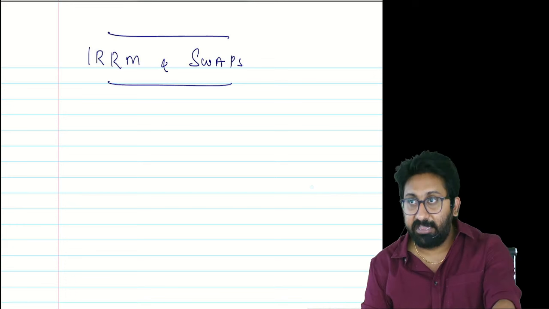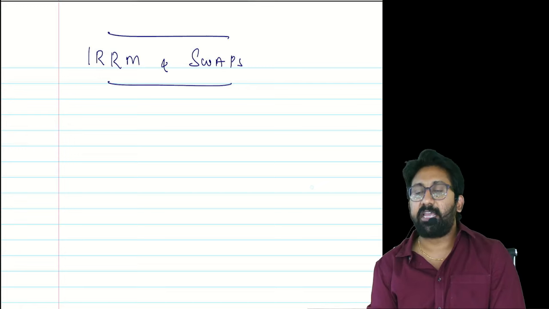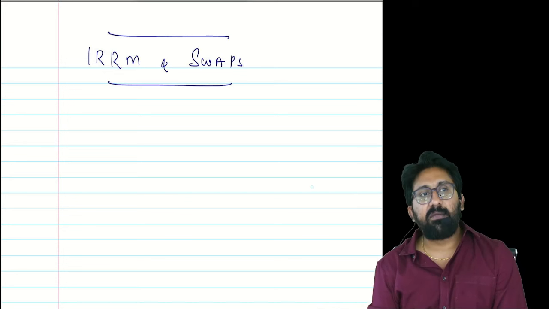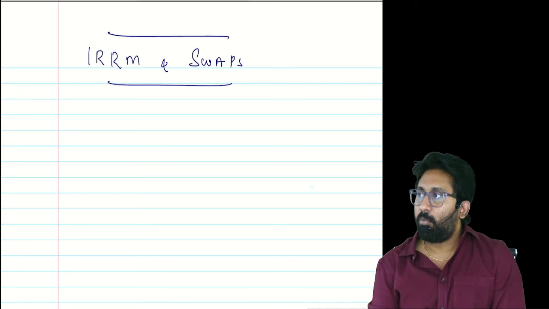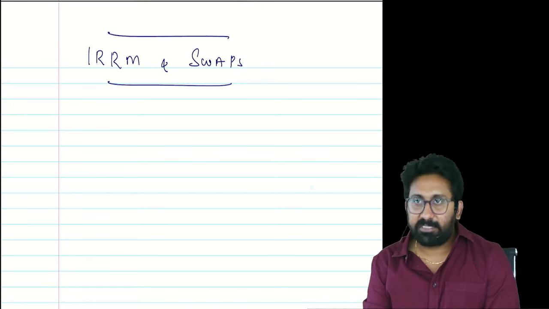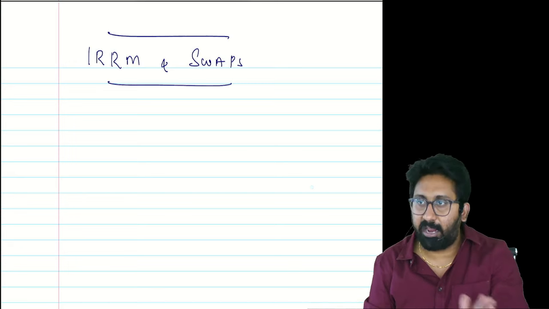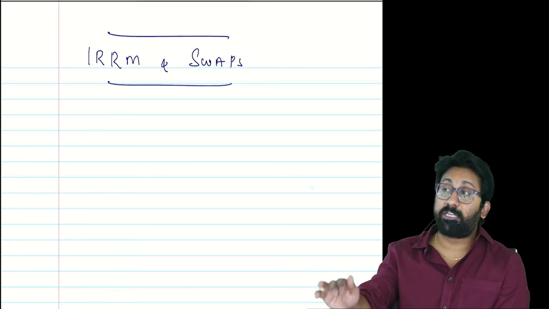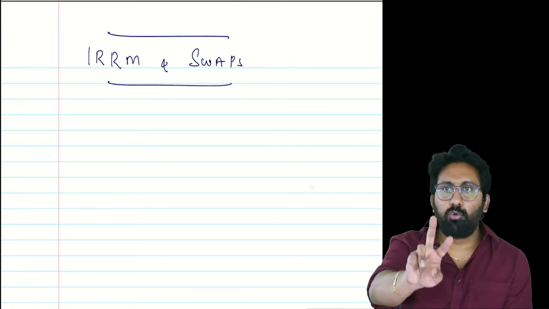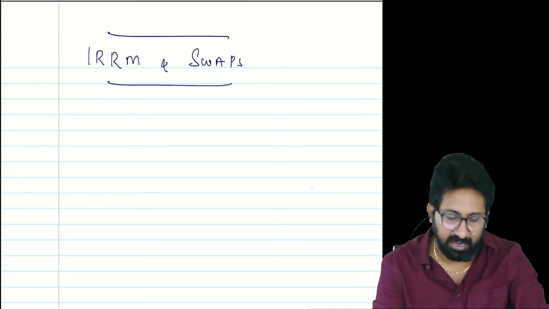In this derivatives and exchange segment, this is the last segment we are in. This area is called IRRM and swaps. What is tested in the examination? More questions will be from swaps. In every 10 attempts, 5 to 6 times you can expect a question from IRRM and swaps. In those 5 to 6, 4 times the question will come from swaps, and 2 times it may come from IRRM. Sir, what is the difference between IRRM and swaps?